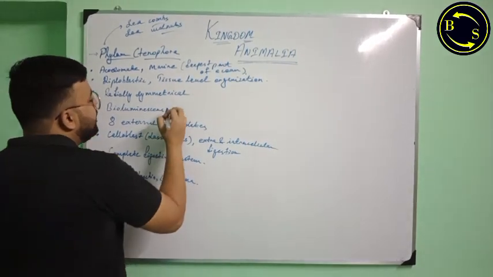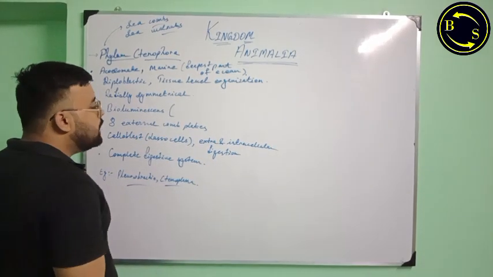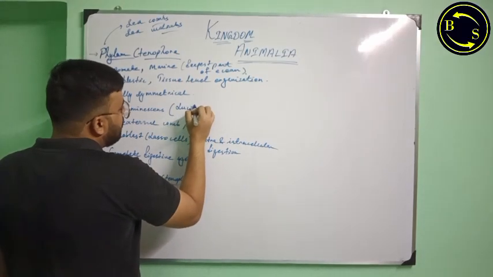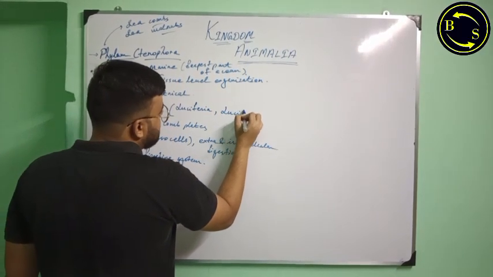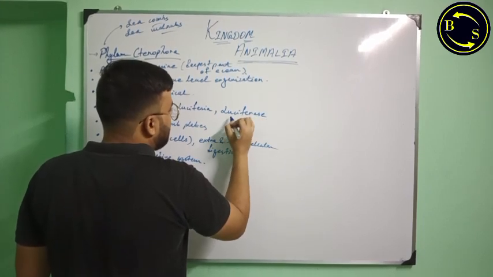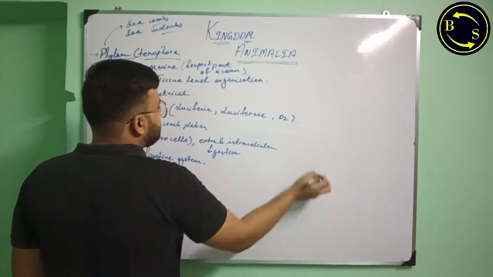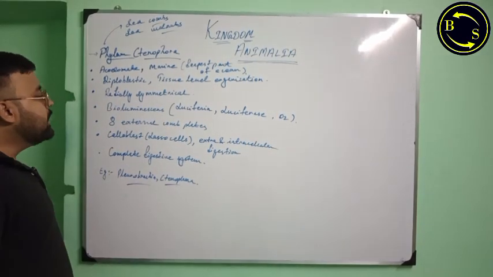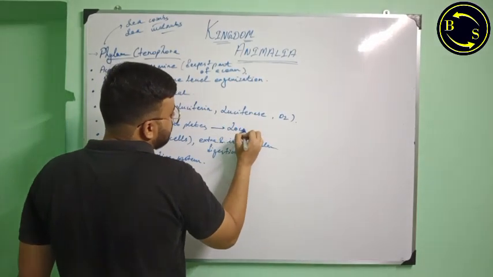This is known as bioluminescence, and bioluminescence is generally imparted by two enzymes, luciferin and luciferase, in the presence of O2. Okay, dissolved oxygen, that is. They have 8 external comb plates which help in locomotion.